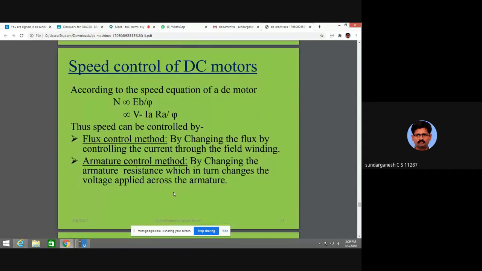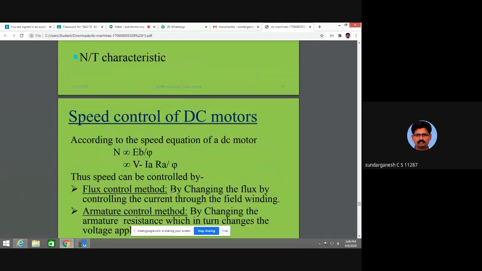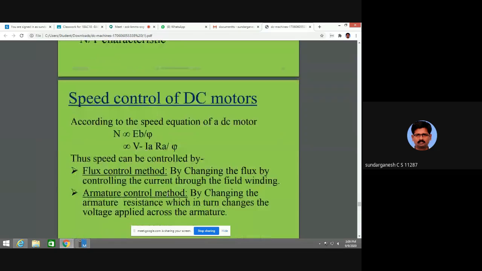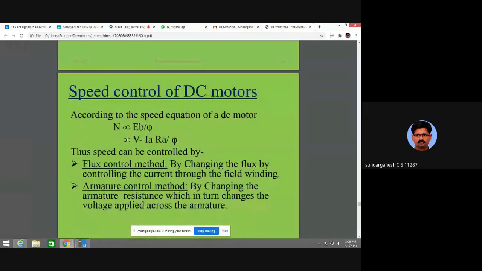So as I already told, speed control of DC motors is very important. From the equation, EG equal to pi Z by 60 into V by A, instead of EG we put EB. When you take the constants out, you can write N is directly proportional to EB divided by pi. EB here, the back EMF, is terminal voltage minus the voltage drop in the armature. So V minus IaRa by pi.